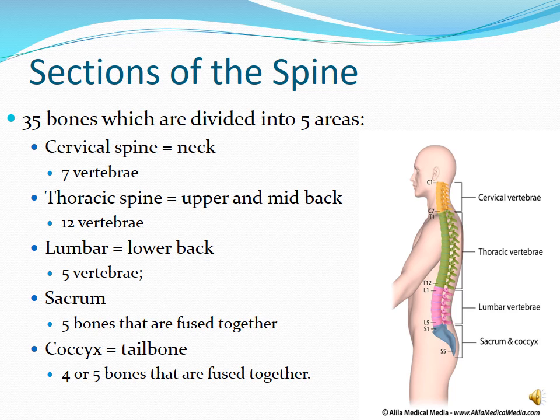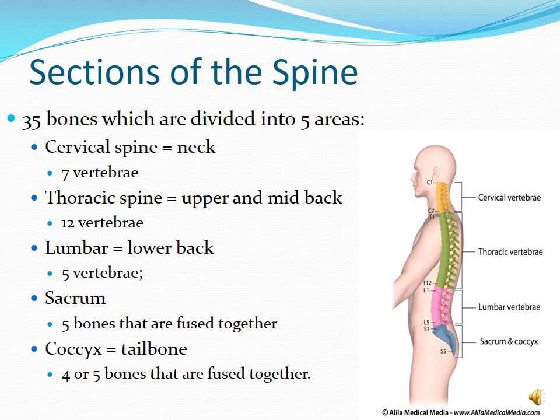Next, you'll have the thoracic spine. This is your upper and mid back. The thoracic spine is where the ribs attach, so the level of your rib cage is your thoracic spine. The next is your lumbar spine. I always like to remember L for lumbar and low back. This is your low back, your lumbar vertebra.